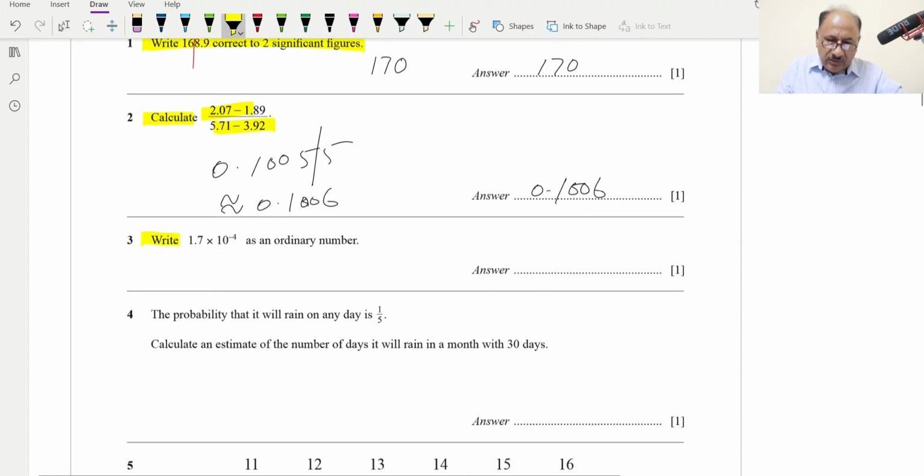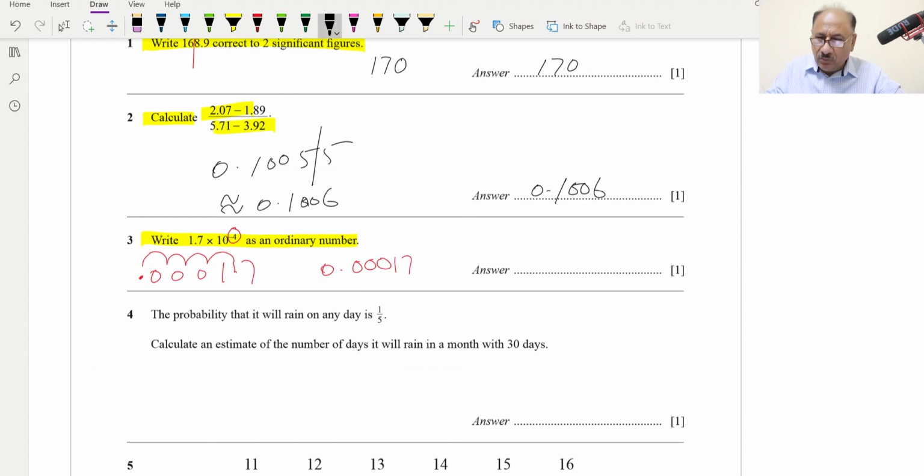Then next, question number 3, write this as an ordinary number. So for an ordinary number, we have to move the decimal 4 digits to the left. So 1.7 will be moved 4 jumps, 1, 2, 3, and 4 jumps, and the decimal will reach over here from here. So we will add 0, 0, 0. So the answer will be 0.00017, and this will be the final answer.